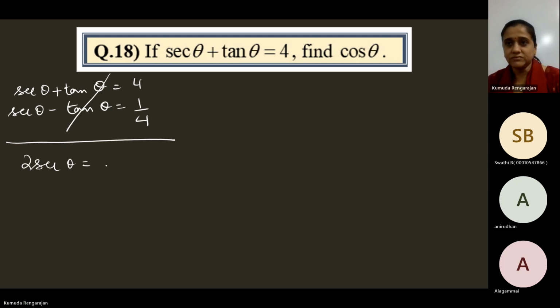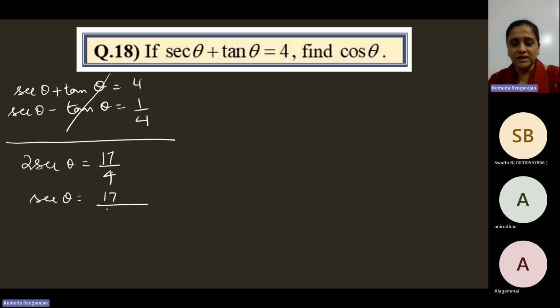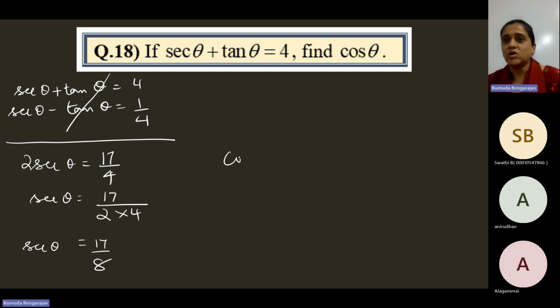After taking the LCM, 4 plus 1/4 is 17/4. Correct? Now secant theta is equal to 17 by, the 2 will come for division, into 4. So secant theta is equal to 17/8. Therefore, cos theta is equal to 8/17 because they're reciprocal.